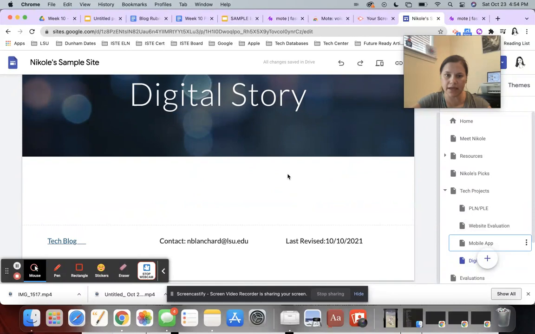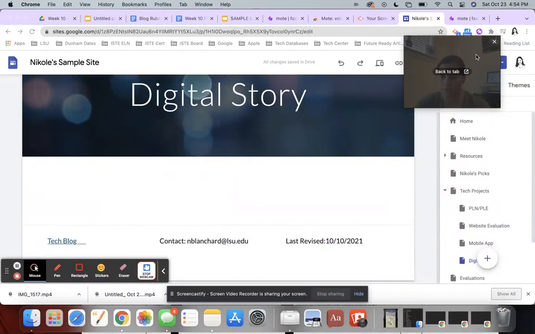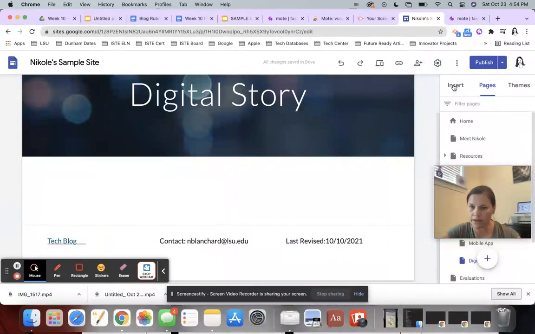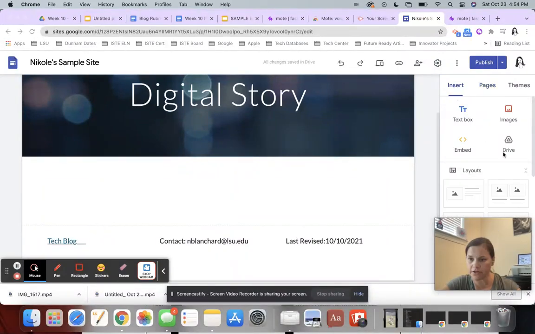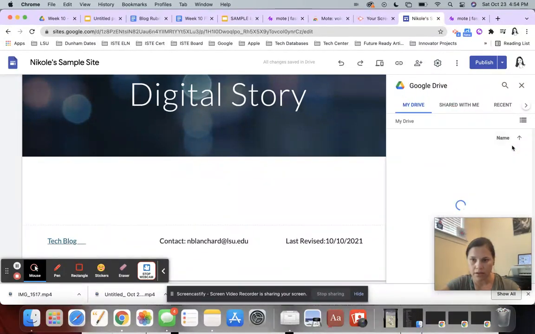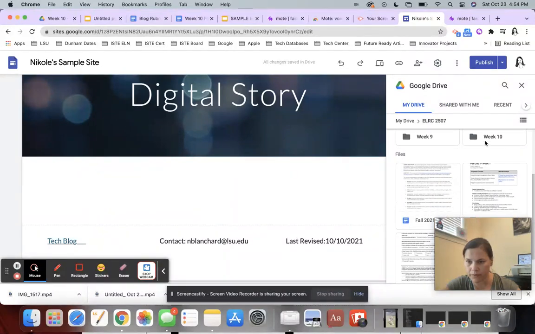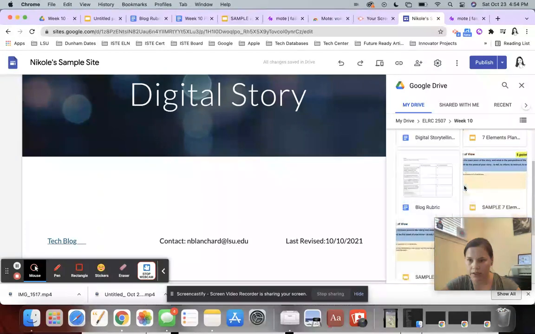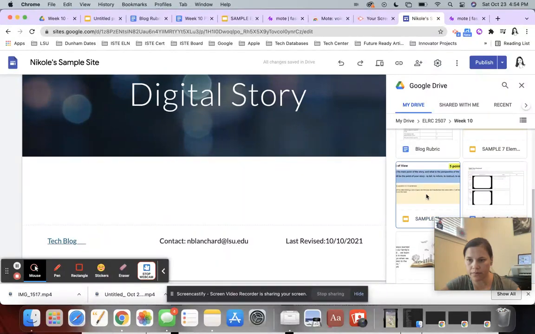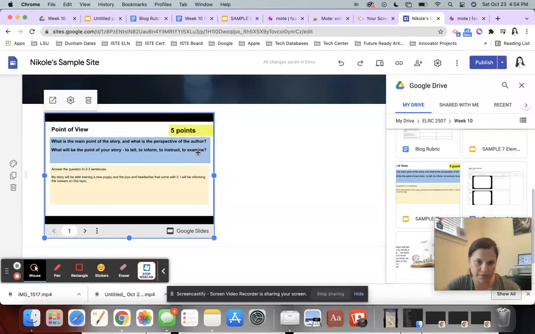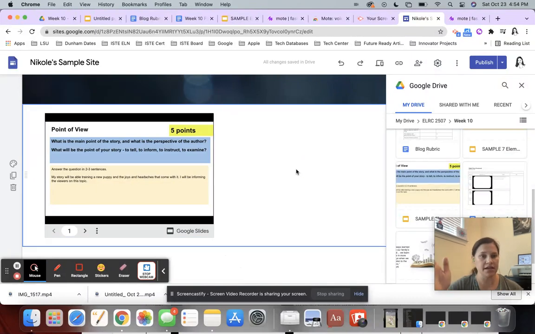So here it is. And then what you are going to do is move me back out of the way here. We're going to insert from our drive what we just made. And we're going to find it, and sample, I had two of them I was practicing, but here it is. You're going to take a picture, you're going to send it to me, and you're done.